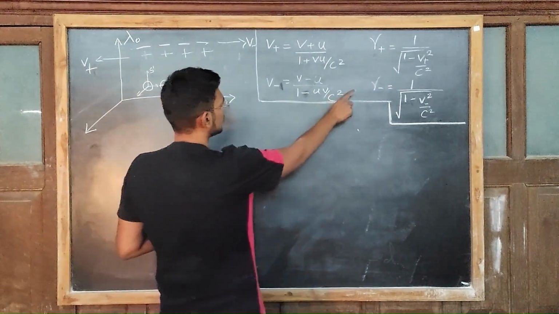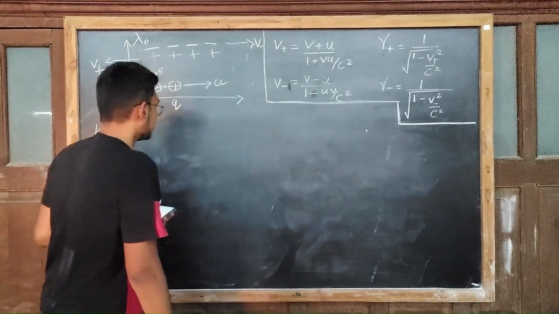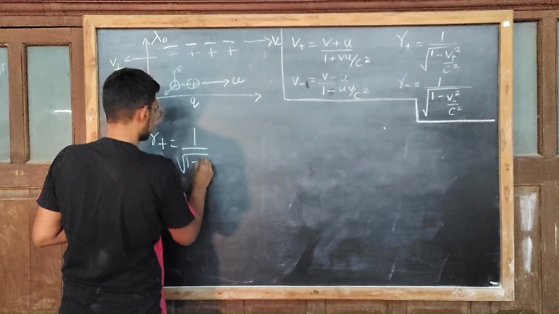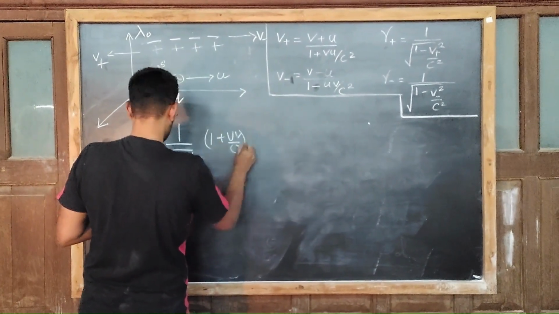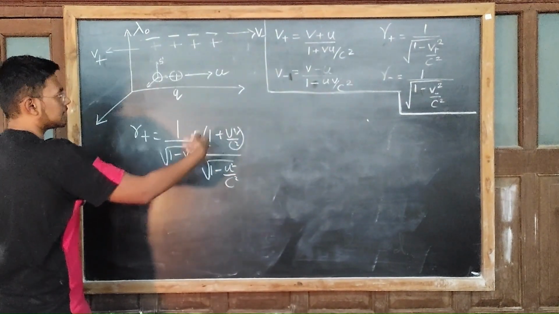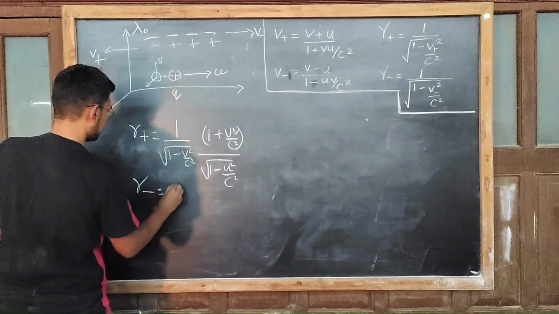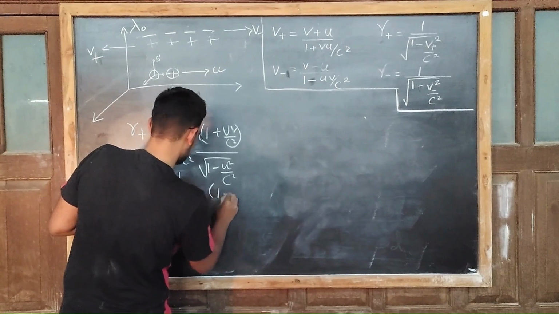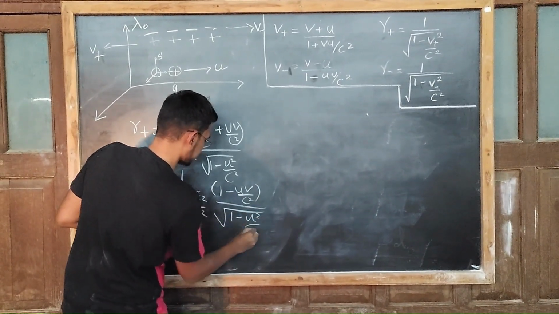We will just put the value of v plus into this, and do some algebra, and we will get gamma plus to be 1 upon the square root of 1 minus v square by c square, times (1 plus uv upon c square), divided by the square root of 1 minus u square by c square. Similarly, we can calculate gamma minus, and that will be 1 upon the square root of 1 minus v square by c square, times (1 minus uv upon c square), divided by the square root of 1 minus u square by c square.